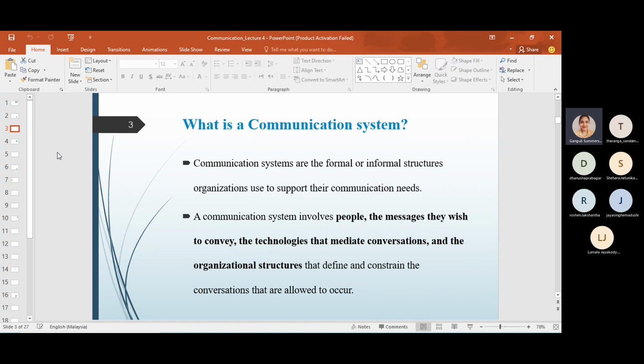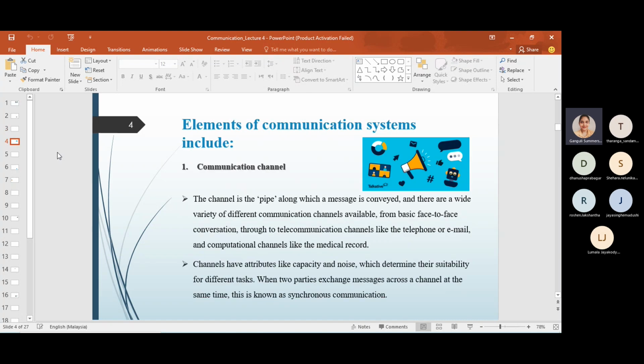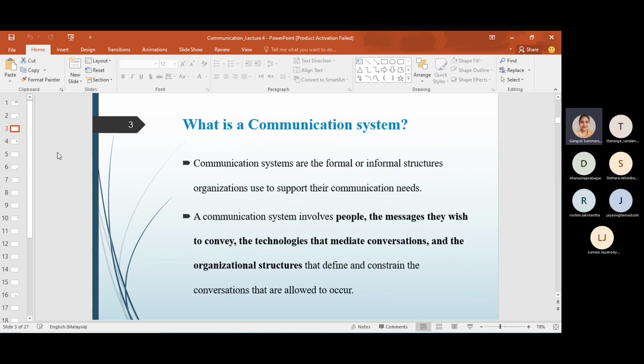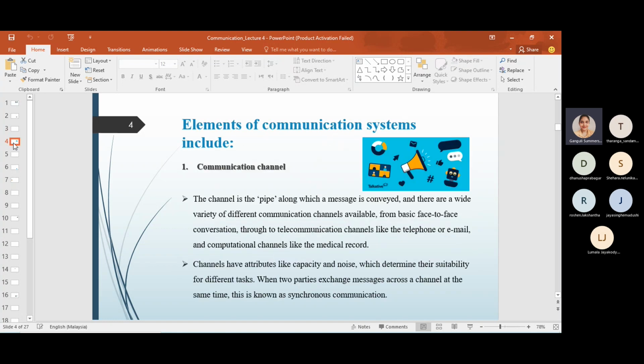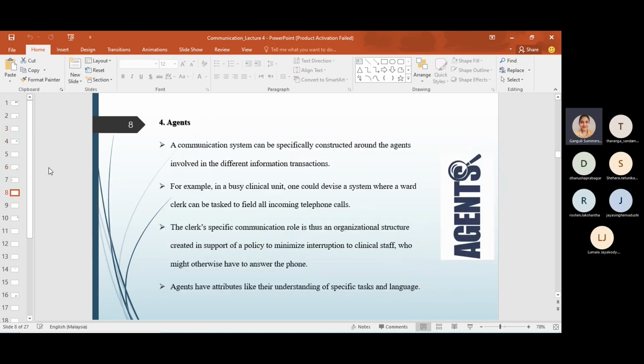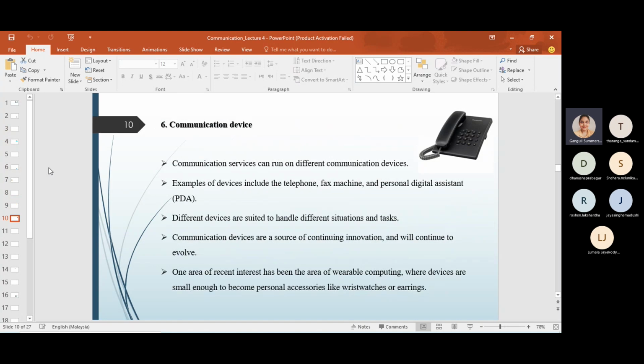In the second sentence, I just roughly mentioned the elements: people, messages, technologies, and organizational structures. I mentioned four roughly. But from this slide onwards, we can break these four elements down further into smaller elements. For example, technologies we can break down further into several other components as well. Technologies can be broken down as communication channel, and then we will talk about another element, communication tools, then communication services, communication devices.